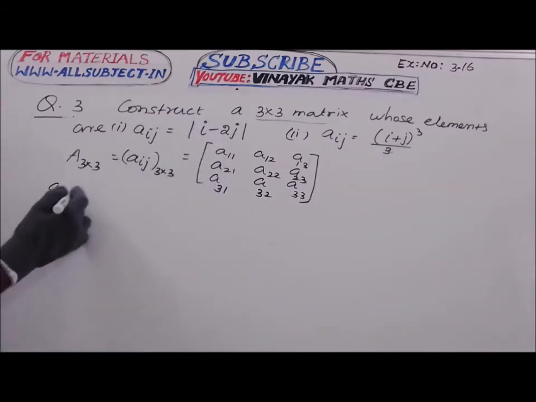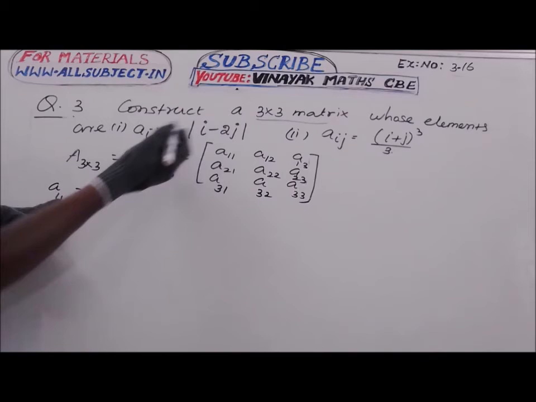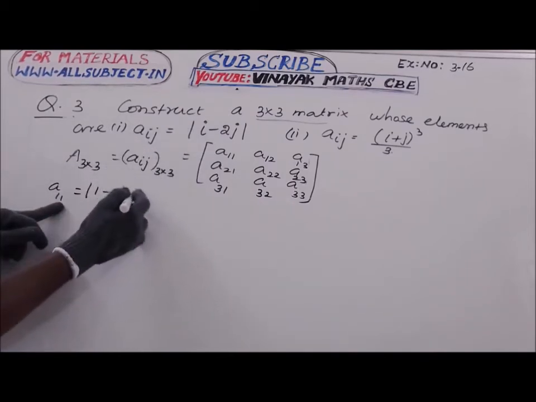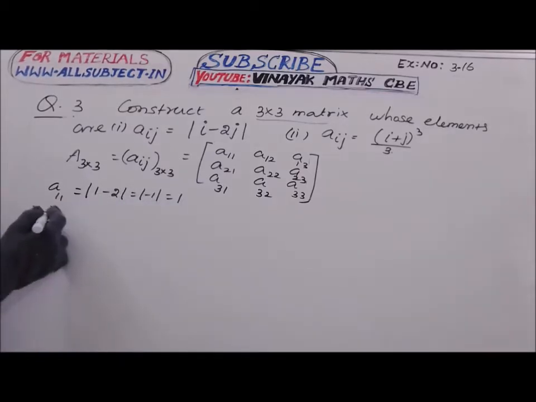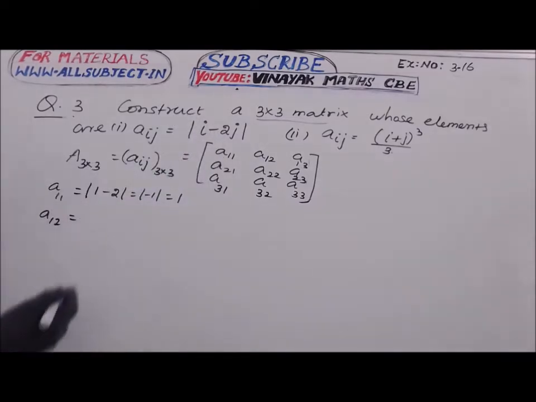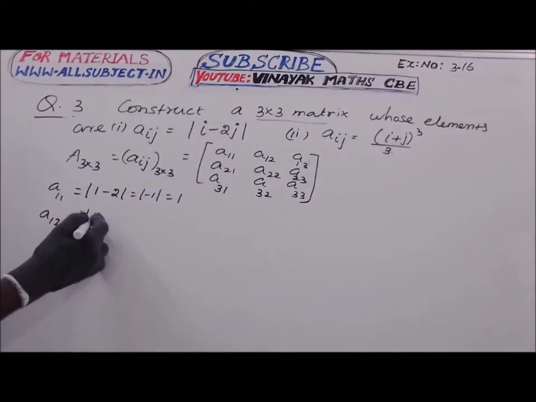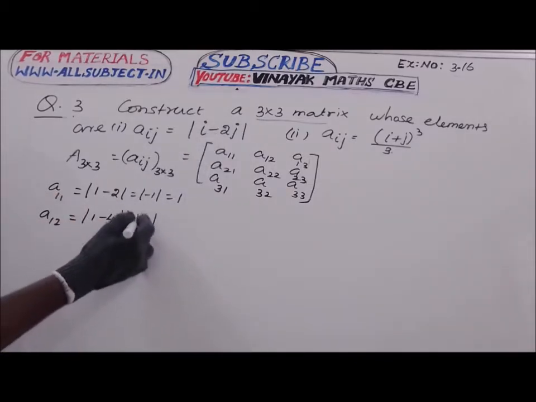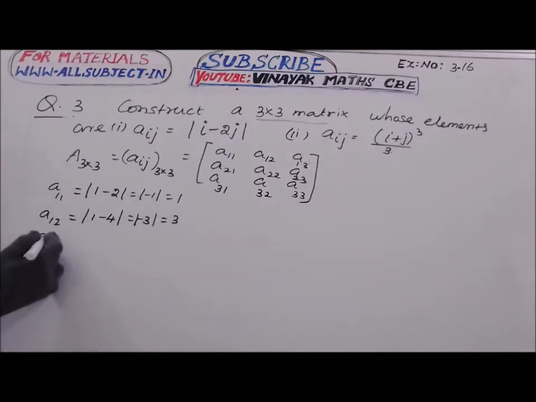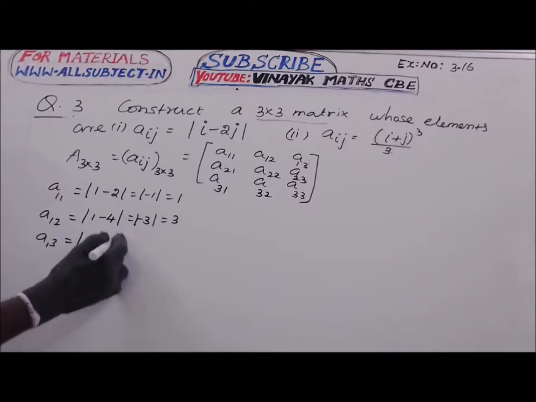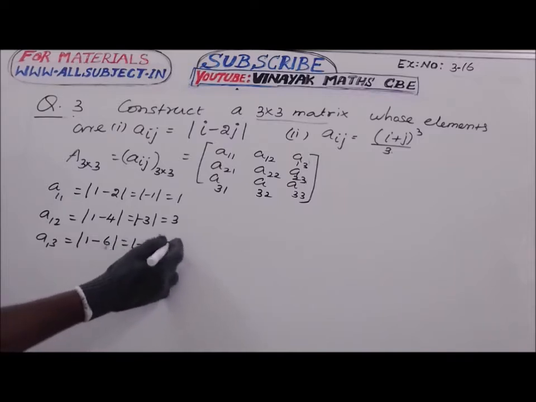Now A11 equal to, substituting i equal to 1, j equal to 1, the absolute value of 1 minus 2 into 1 is 2, that is equal to minus 1, equal to 1. A12 equal to, now substituting i equal to 1, j equal to 2 in this, 1 minus 2 into 2, 4, that is minus 3. So the absolute value is plus 3. A13 equal to, i is 1, j is 3, 2 into 3 is 6, so 1 minus 6 is minus 5. The absolute value of minus 5 equal to plus 5.